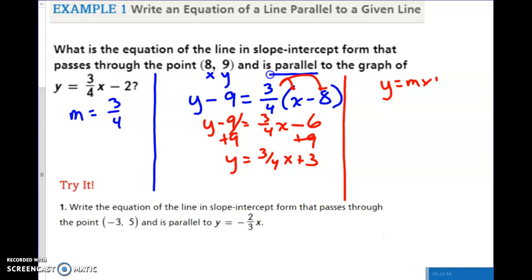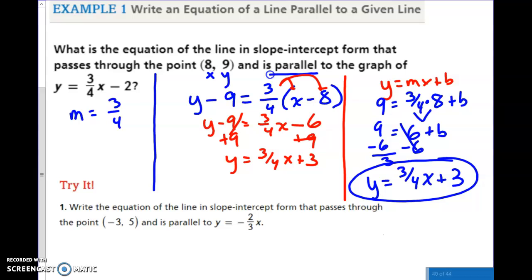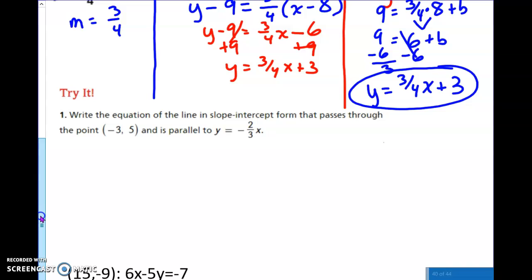We can start with y equals mx plus b. It's our familiar, most important formula. And then I can plug everything in. 9 is my y. 3/4 is my m. 8 is my x. I multiply these together and I get 6. And then I minus this from both sides. And I get that b is equal to 3. And then I plug my information back into this. And there's my answer again. So either one works at doing it.